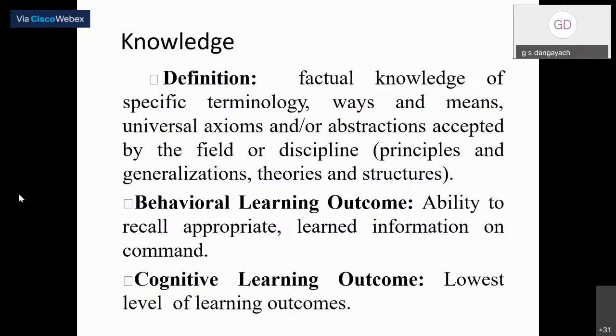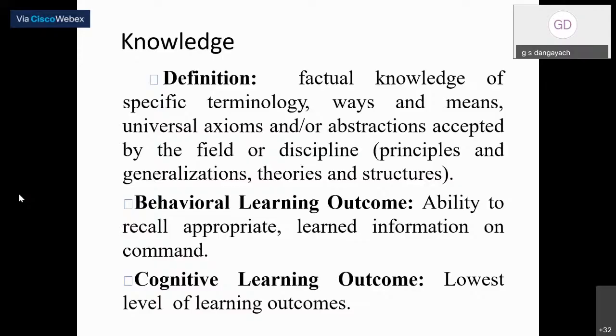The definition of knowledge means factual knowledge of specific terminology. Suppose you have knowledge of some concept, maybe Einstein's principle of relativity, or Newton's law, you can say that's knowledge of terminology. It also means universal axioms and abstractions accepted by the field or discipline, principles and generalizations, theories and structures. So all these things mean you know the basic things. You are aware of the facts and the knowledge.